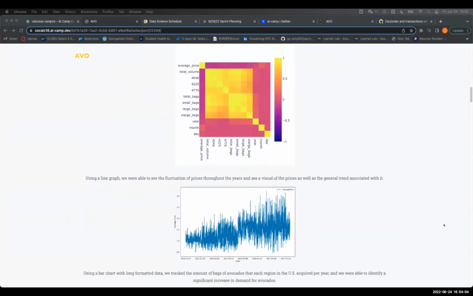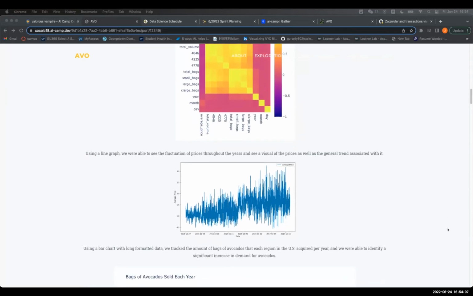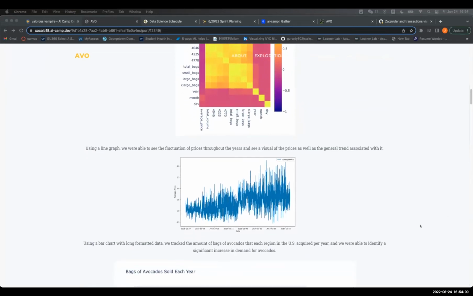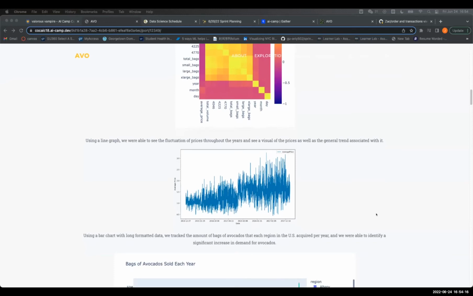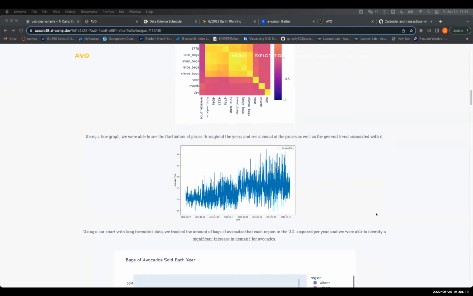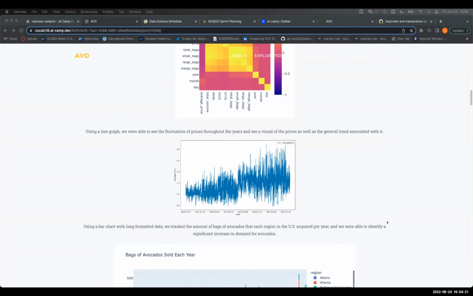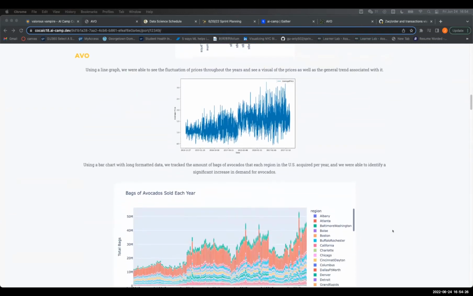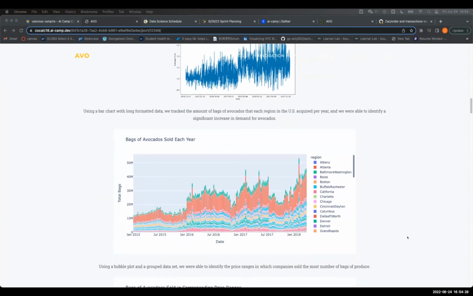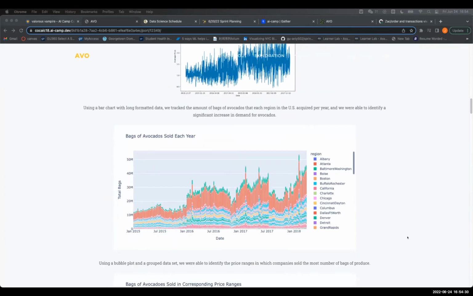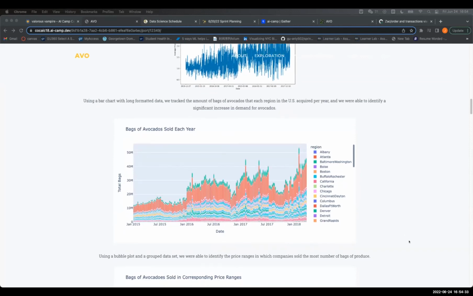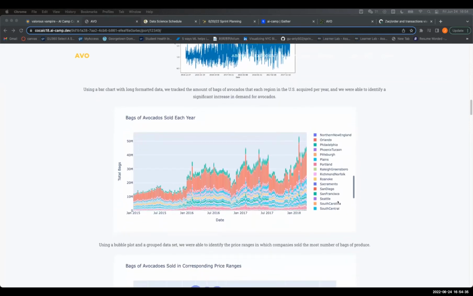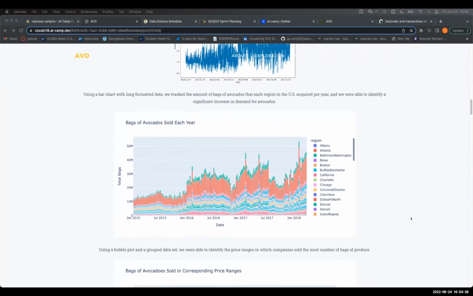So to demonstrate the average price and model it over time, we used a line graph. With this line graph, we were able to visualize the pricing of avocados throughout the years. This helped see the fluctuation of pricing as well as the general increase in trends and variance over time. It can be seen that the prices often vary, but there is a general increase in prices over time. And also, using a bar chart with long formatted data, we track the amount of bags of avocados that each region in the US acquired per year, and we were able to identify a significant increase in demand for avocados over those time periods.